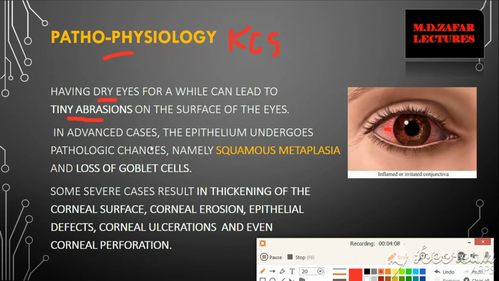Now in advanced cases, if the frictional force is too much, it will even cause squamous metaplasia and loss of goblet cells. Now even severe cases can cause corneal surface thickening, corneal aberration, epithelial defects, corneal ulcerations, and eventually corneal perforation. So we have to identify this dry eye pathology in early stages, otherwise irreversible damage can even lead to blindness as well.